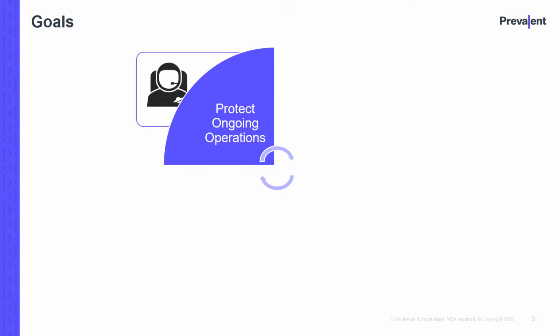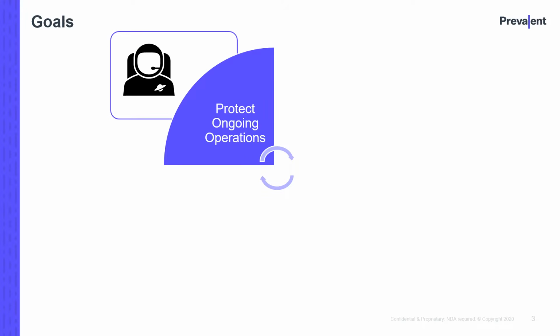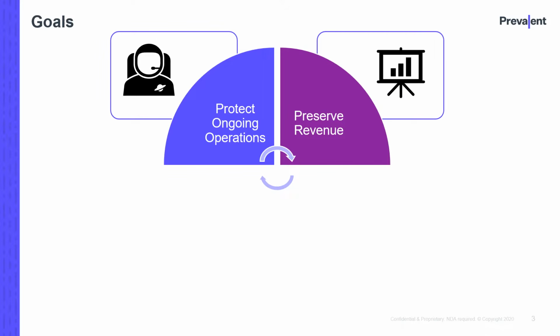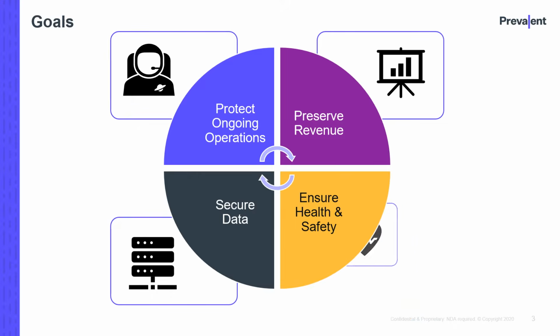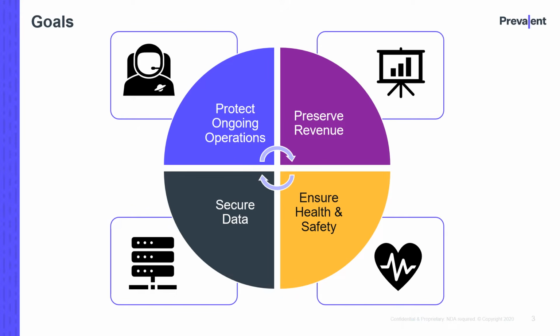The goals of resiliency planning are to identify continuity after a disruptive event, how the organization can continue business operations, how to protect revenue expectations, ensuring that company and customer data is secured, and also the health and safety of team members.